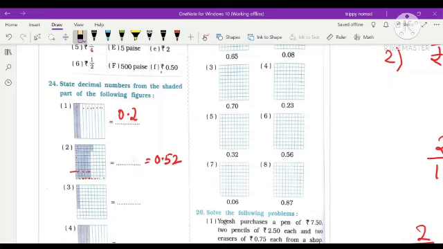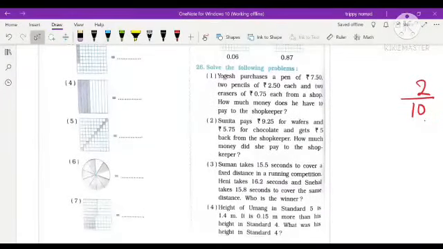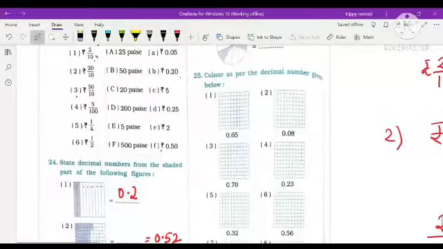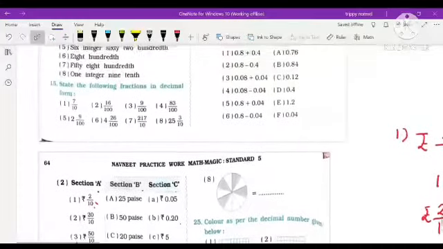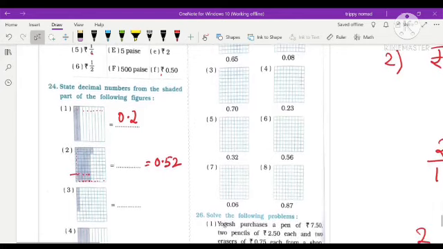How to write, I already explained. So children, same way you will complete the following parts of this sum. You will find out into how many parts the given figure is divided and how many are shaded. Accordingly you will write the answer. So question number 23 and 24, children, both the questions you will do in your book. I hope you understood.